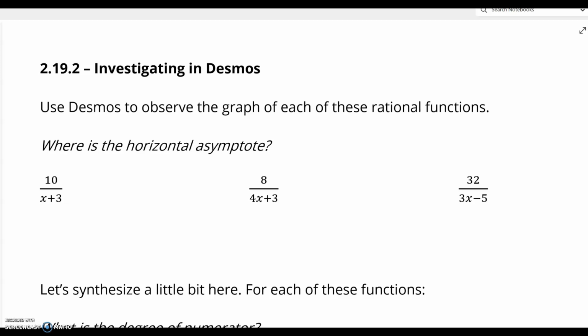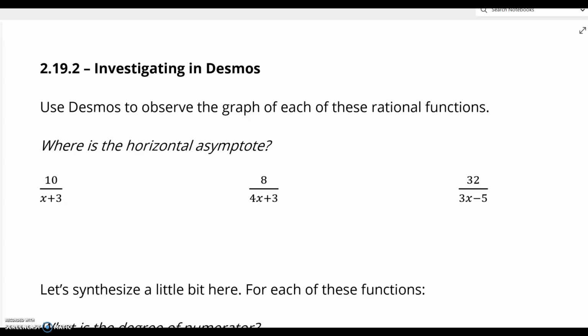Moving on, we're going to use Desmos here a little bit to investigate some graphs. So what I'd like you to do is pause the video and put each of these functions into Desmos: 10 over x plus 3, 8 over 4x plus 3, and then 32 over 3x minus 5. Go ahead, type those into Desmos so that you can look at the graphs along with me. And we are specifically looking for where is the horizontal asymptote. So I will pause the video, give you a couple minutes.